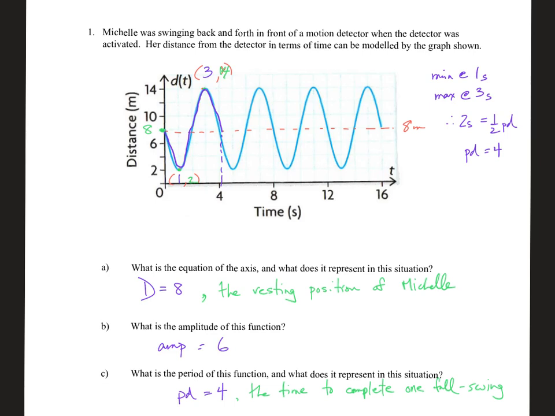That is the time for Michelle to complete one full swing and get back to her starting position. Okay, let's jump in and deal with a few more situations in this context.